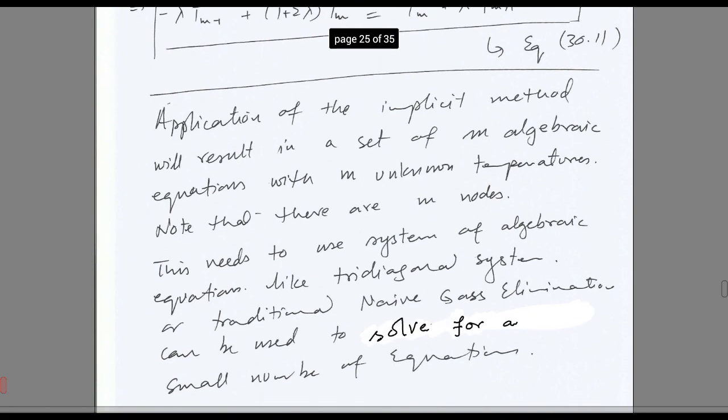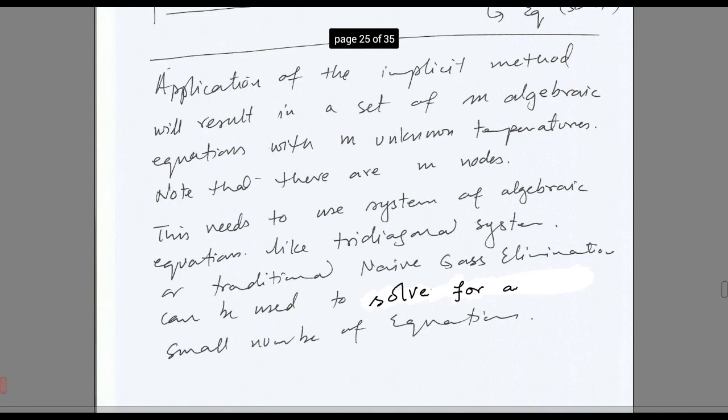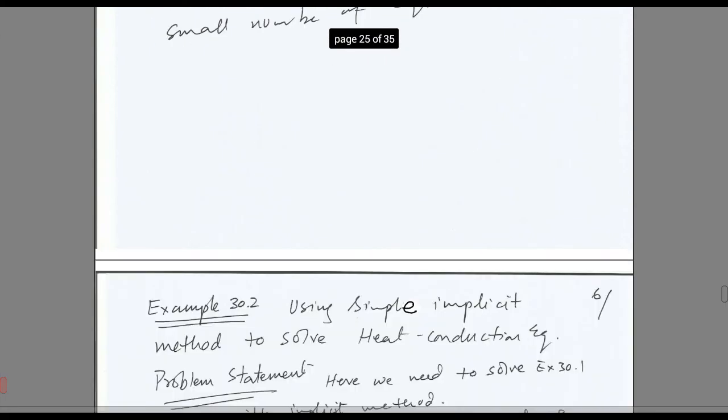So application of the implicit method will result in a set of m algebraic equations with m unknown temperatures. Note that there are m nodes, so for each node we will have one equation and one unknown. This needs a system of algebraic equations solver, like the traditional Gaussian elimination, to solve for the temperature at every step, and we can use it.